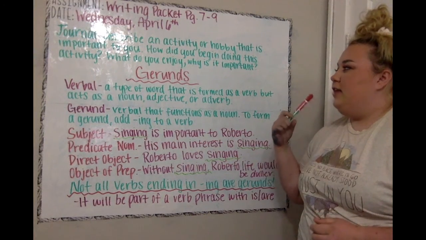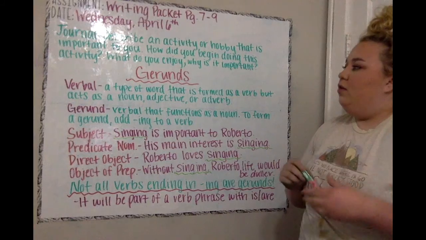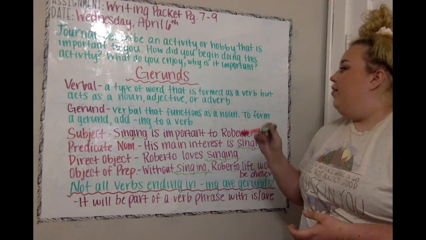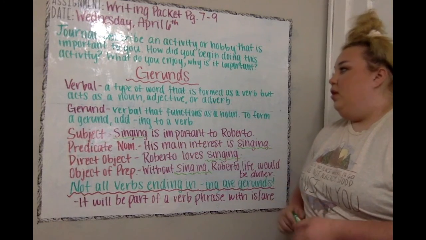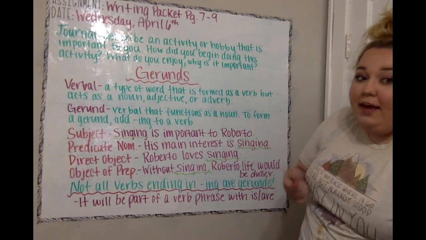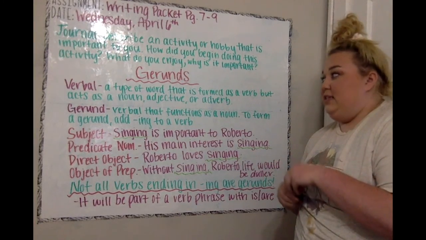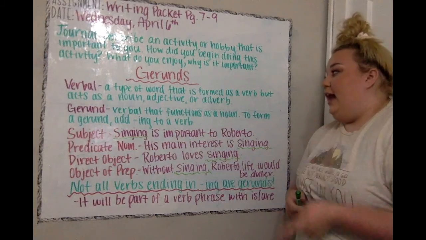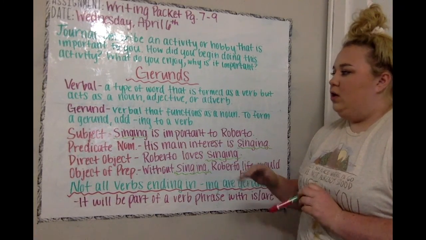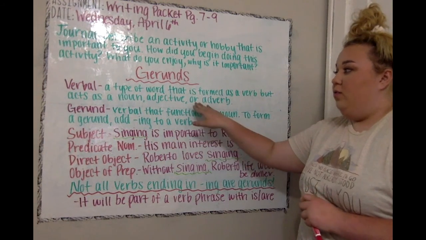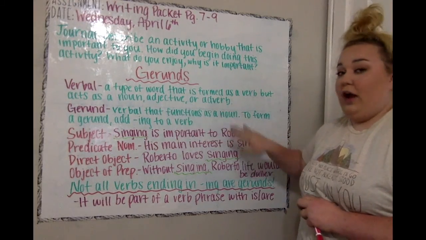In order to understand what a gerund is, we need to understand what a verbal is. A verbal is a type of word that is formed as a verb but acts as a noun, adjective, or adverb. So it's a word that would usually be a verb, but in certain specific instances, it acts as a noun, an adjective, or an adverb. That's what a verbal is.